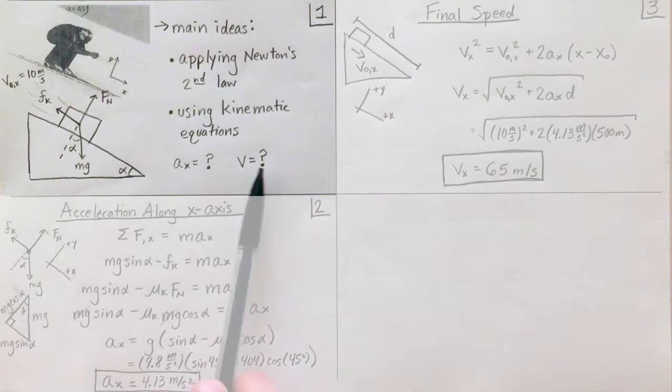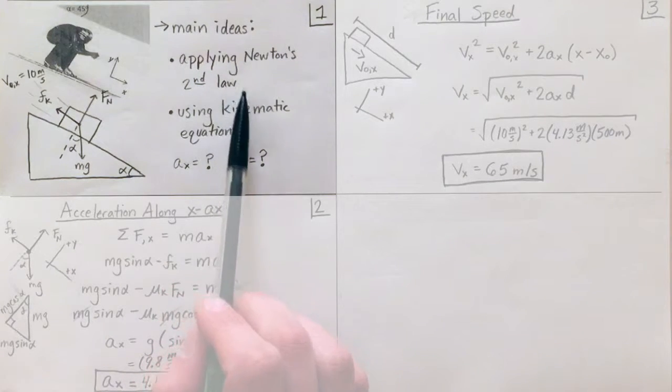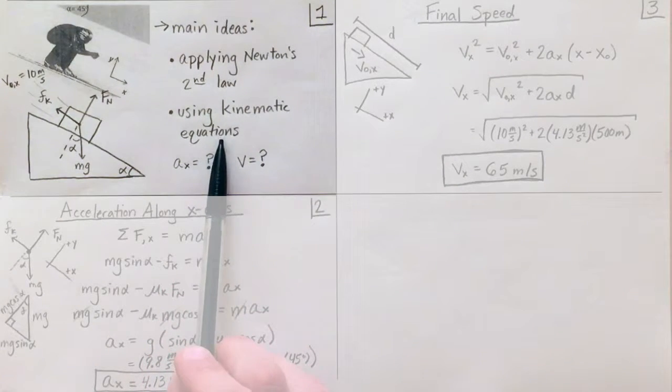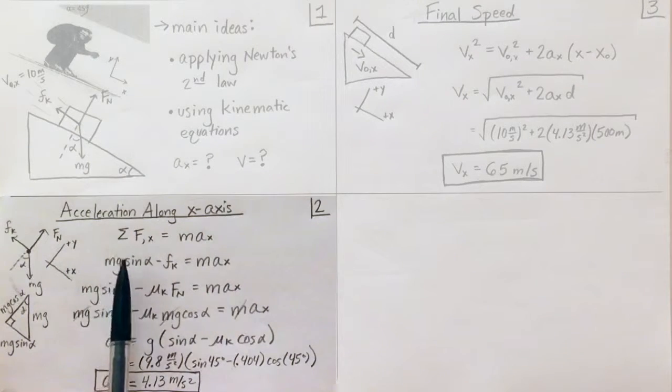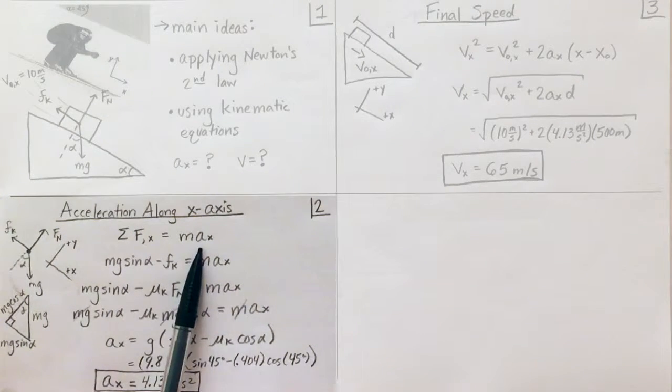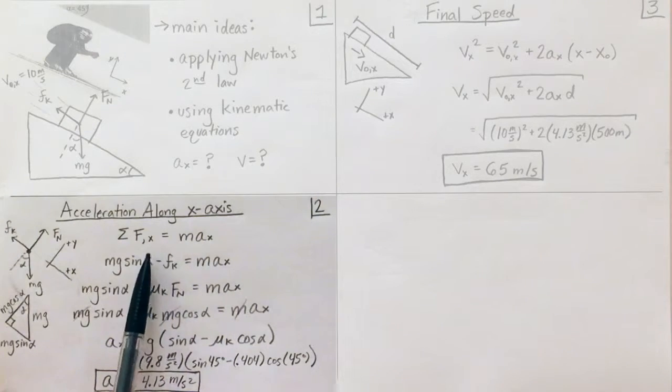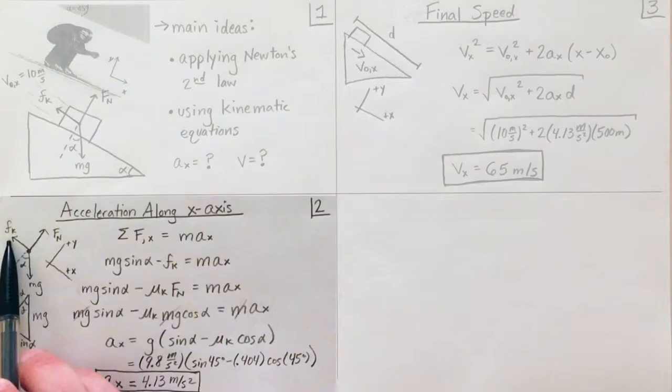In order to solve this problem, we'll need to apply Newton's second law, and we'll have to use a kinematic equation. To find the acceleration down the slope, we write Newton's second law in the x direction. This has already been done in problem 1, so the steps are only highlighted here. Essentially, we write the forces in the x direction. Those are the x component of the gravity force and the friction force.